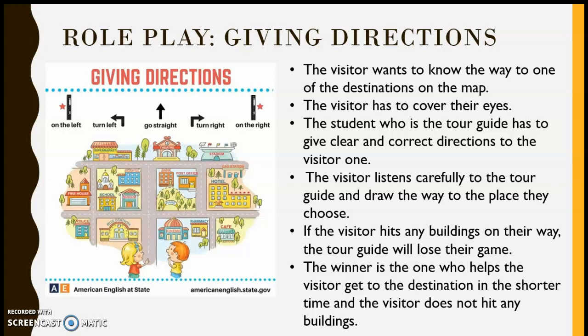And I have the rule that if the visitor hits any buildings on their way, the tour guide will lose their game, or they don't get the point for that game. And the winner is the one who helps the visitor get to the destination in the shorter time, and the visitor does not hit any buildings. So they have to try to give clear directions.